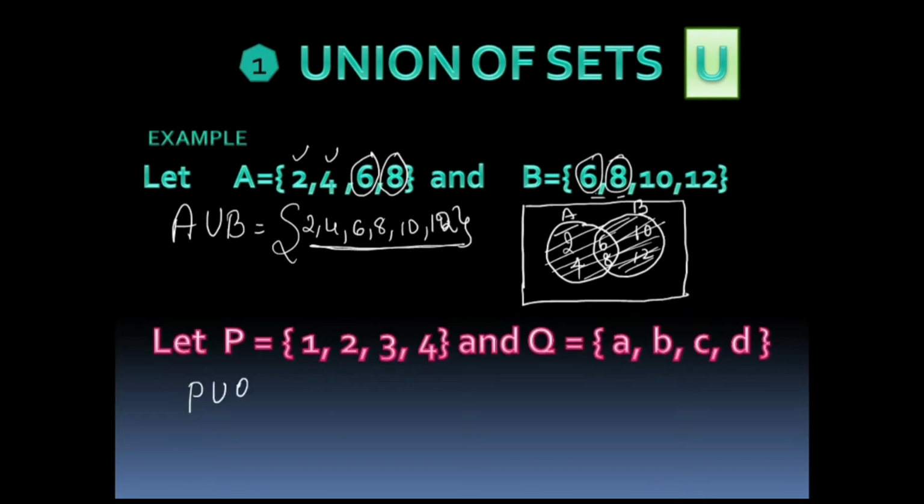P union Q. Okay, see, 1 2 3 4 and A B C D have no connection at all, but union takes everyone along together. Again, A B C comma D, unity. So what would be the Venn diagram?